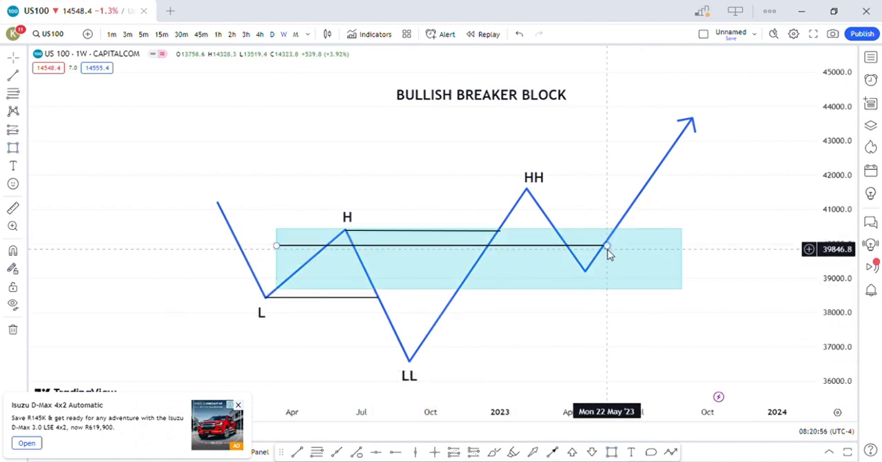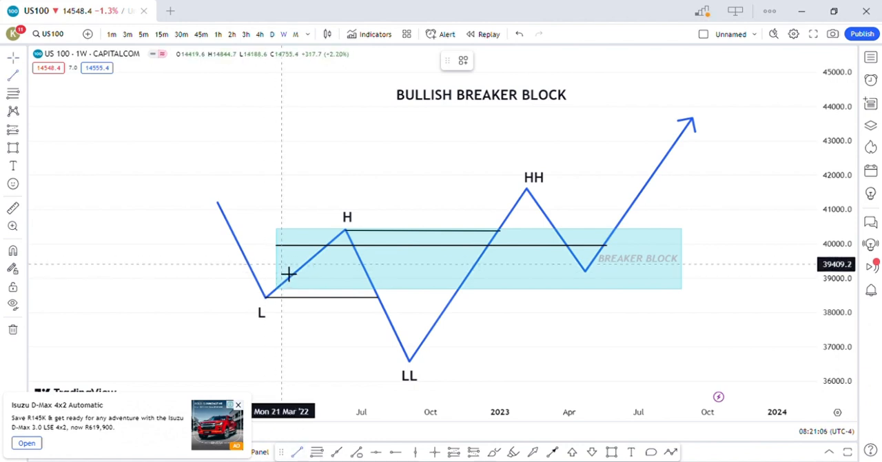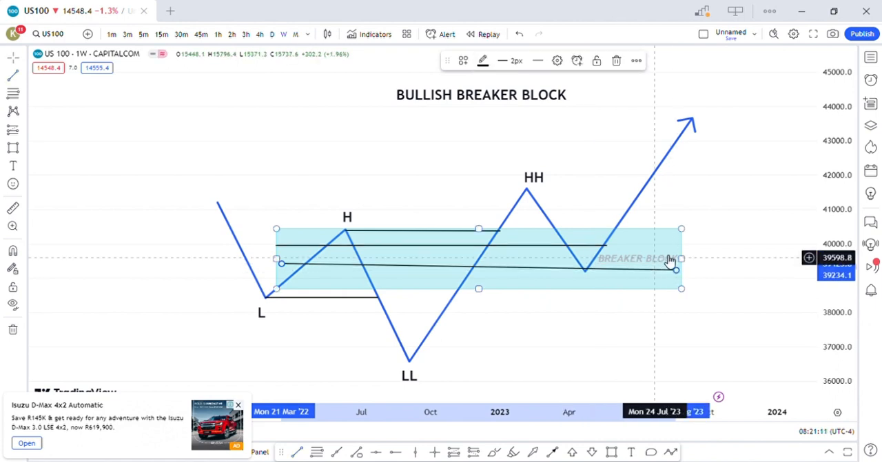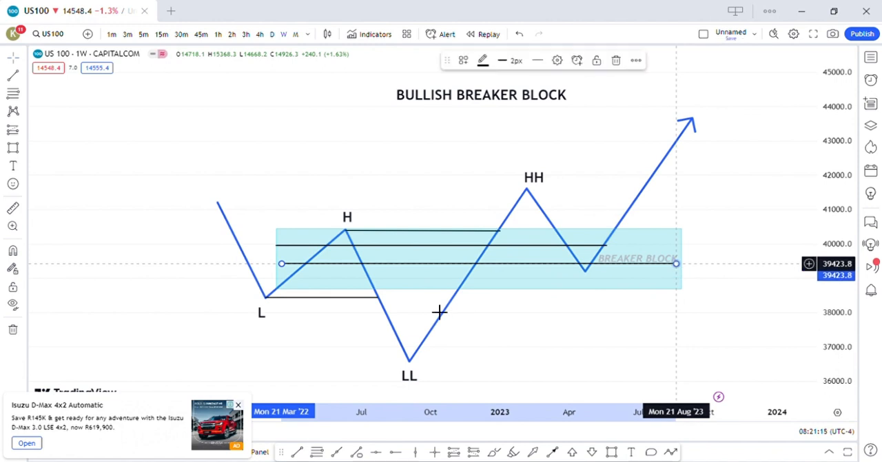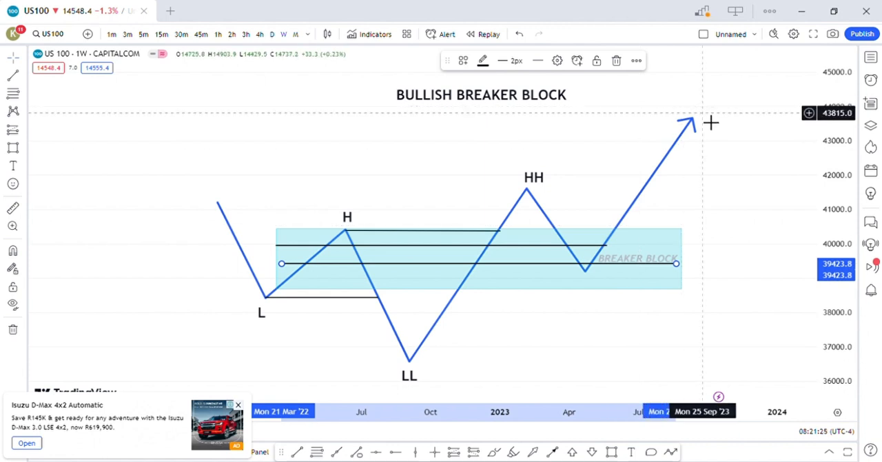What I like to use here is either the close of the breaker block, or the 50% of the breaker block. So what this means is after the market makes a higher high, we expect the market to retrace either to the open of the breaker block or to the 50% of the breaker block before displacing higher.